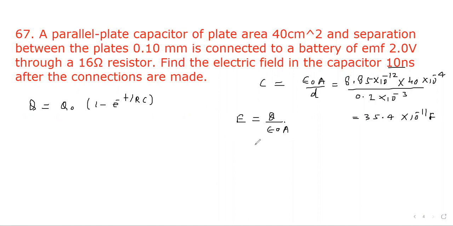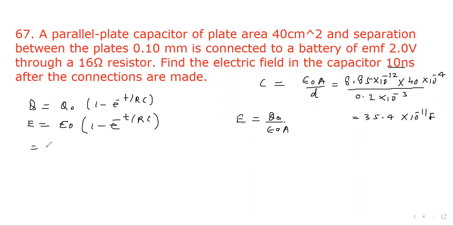So our concern is to find the electric field from Q. So in place of Q0, we can write E0 times epsilon naught A. So this relation will become E equal to E0 times 1 minus e to the power minus t upon RC.